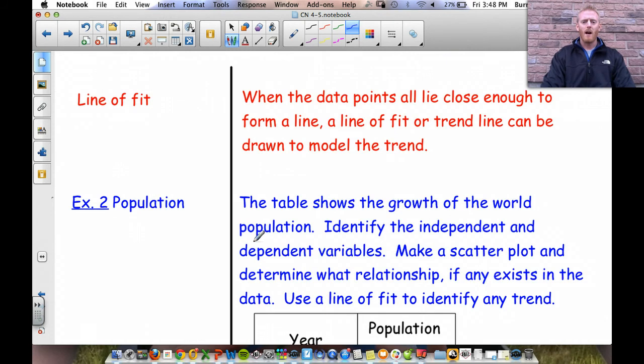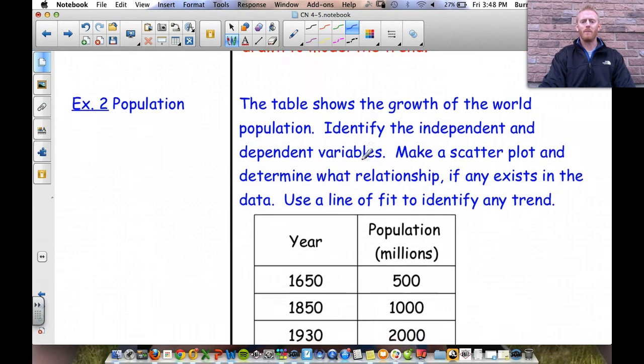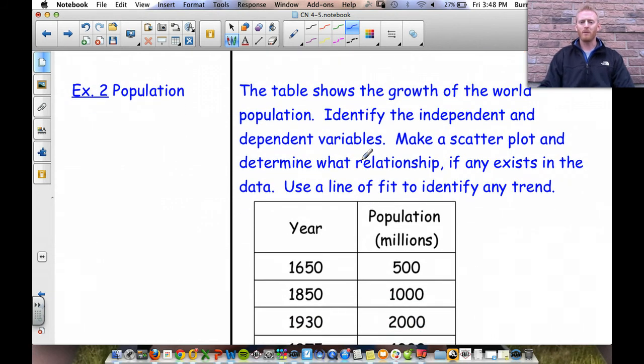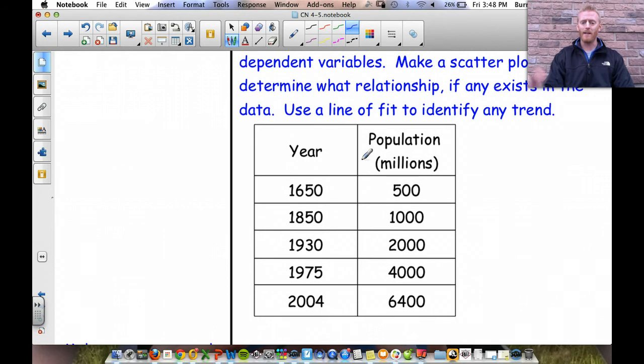Moving on. A line of fit is a line that we draw onto a scatter plot that's going to be very close to the middle. It's kind of like the mean or median of the graph. It could be referred to as a trend line, a line of fit, or a line of best fit. Here's what we're going to do. We have a table that shows the growth of the world's population, and our job is to identify the independent and dependent variables, make a scatter plot, and determine whether a relationship exists in the data. We're going to use a line of fit to identify any trends.